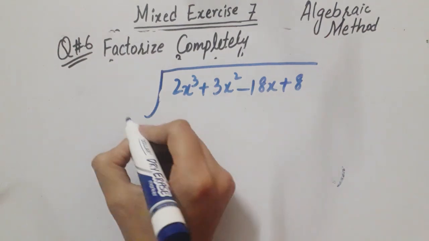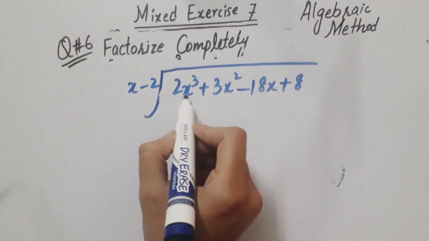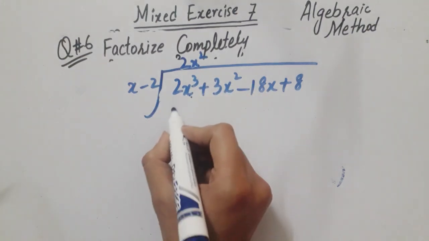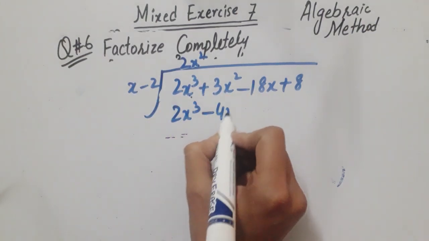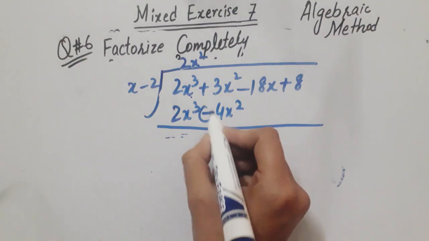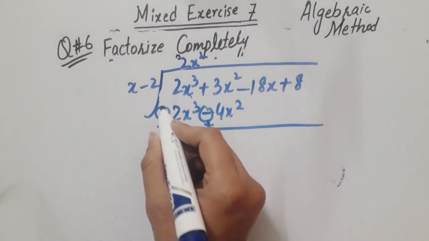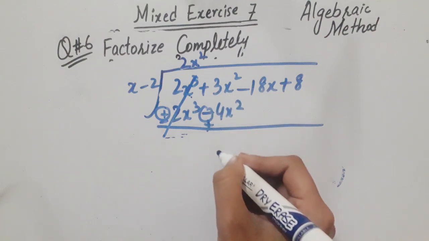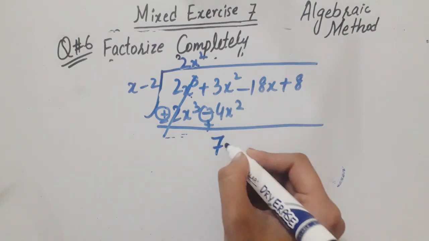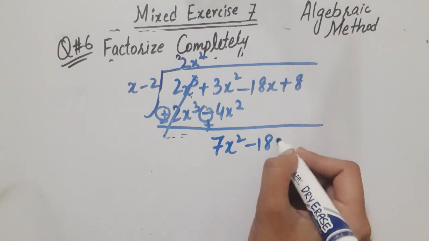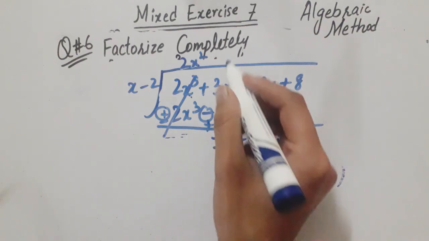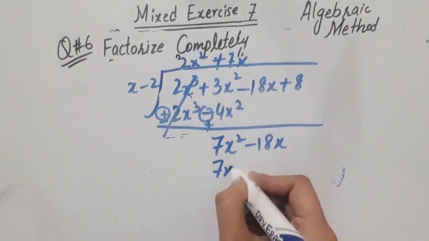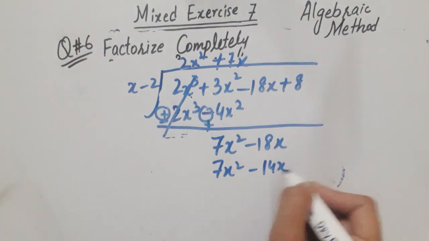We will divide the given function by x minus 2. To make 2x cube, we will multiply x by 2x square. So this will become 2x cube minus 4x square. Now change the old signs and get the new signs. 2x cube minus 2x cube is cancelled. 3x square plus 4x square is 7x square minus 18x. Now to get 7x square, we will multiply by 7x. So this is 7x square minus 14x.